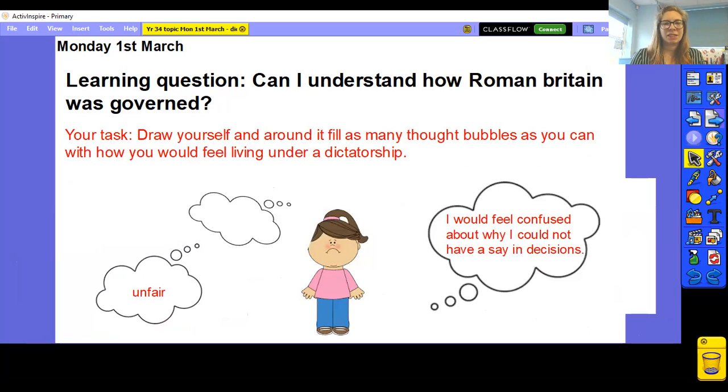So your task for today is a nice easy one. You're going to draw yourself, and around it you're going to fill in as many thought bubbles as you can with how you would feel living under a dictatorship. I've given you some ideas. You can either go for a word in each thought bubble and see how many thought bubbles you can come up with, as many as possible, or you can explain it a little bit more in some more detail. There might be a couple of your ideas that you want to explain more. So I've said that I would feel confused about why I could not have a say in decisions.